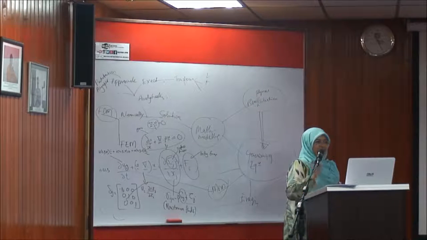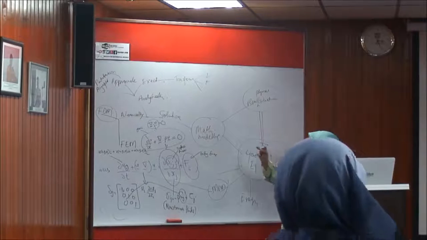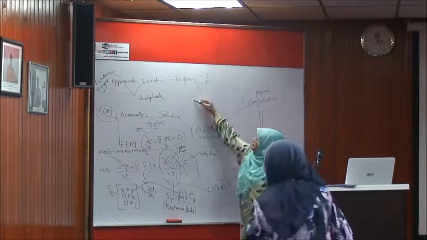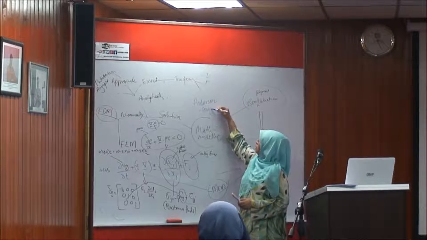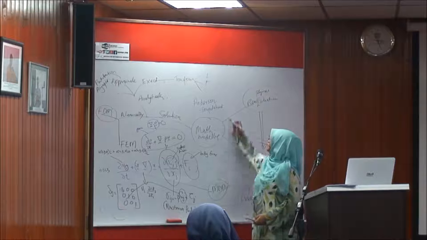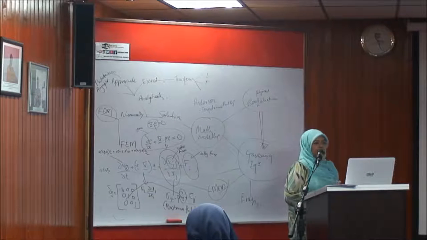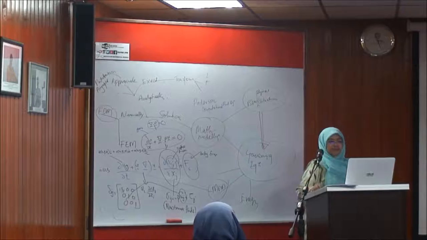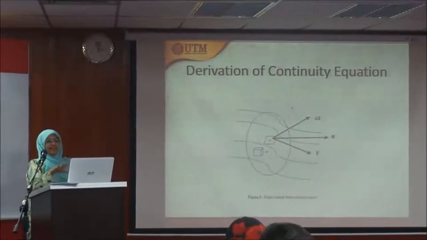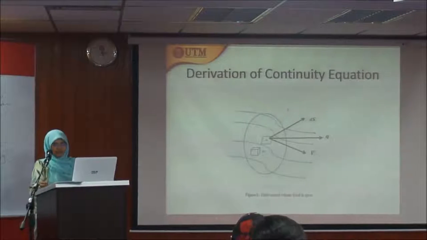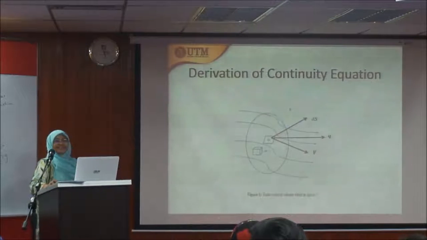Now, how do we derive this continuity equation? A good reference for this derivation is the book by Anderson, called Computational Fluid Dynamics. It starts quite well. This is one approach to derive the continuity equation. In that book there are about four approaches. One of them is the finite control volume. Another one is the infinitesimal small element.